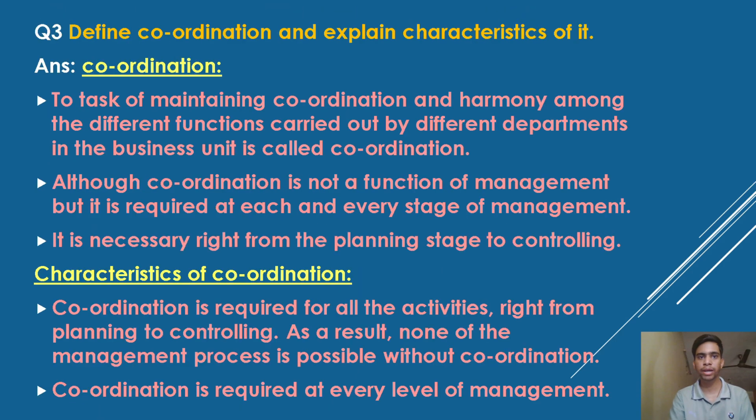Question number 3. Define coordination and explain characteristics of it. Coordination. The task of maintaining coordination and harmony among the different functions carried out by different departments in the business unit is called coordination. Although coordination is not a function of management, it is required at each and every stage of management. It is necessary right from the planning stage to controlling.